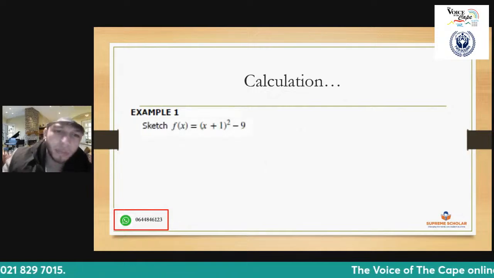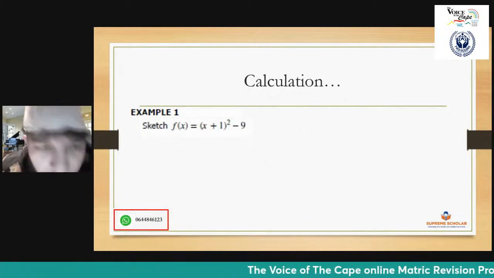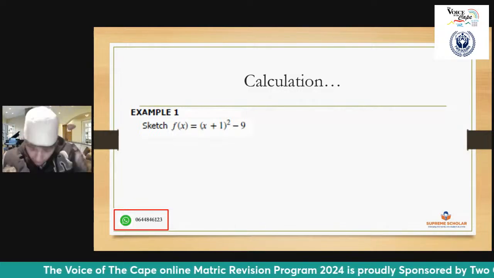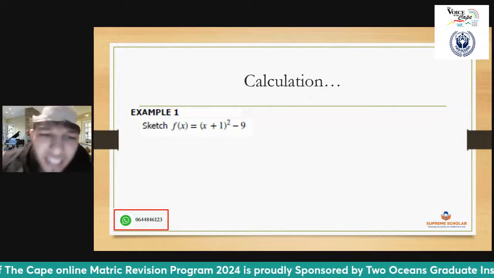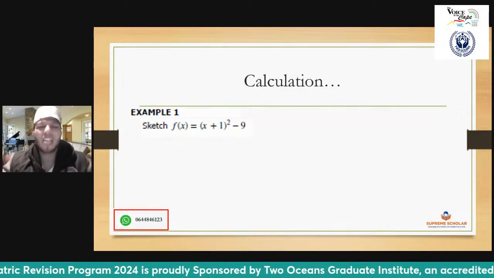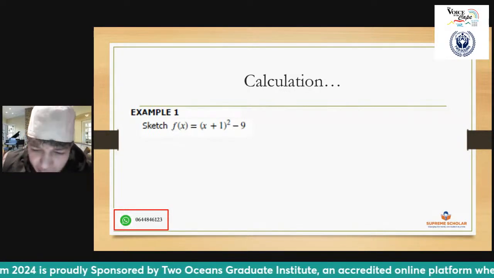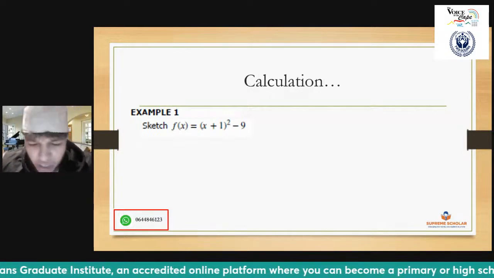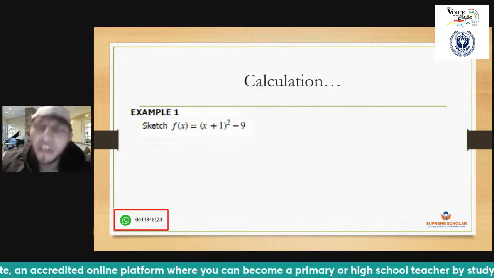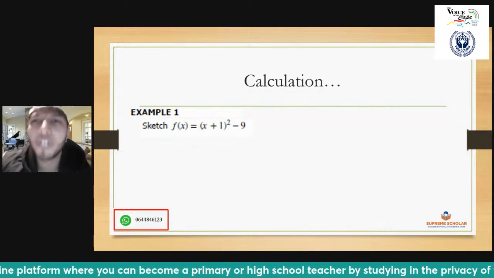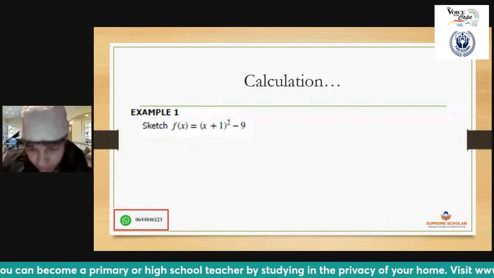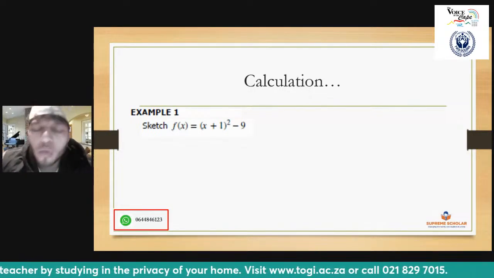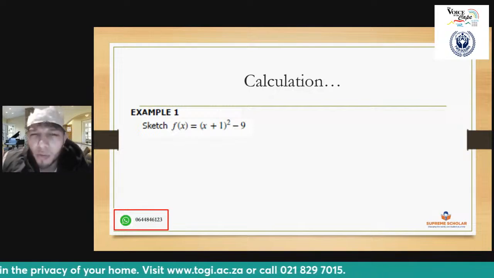Example 1. Here they ask us to sketch f(x) = (x + 1)^2 - 9. Now, they're not giving any value in front of the bracket. If I ask you, if you have x, what is the coefficient of x, you're going to tell me it's 1, even though there's nothing in front of x. If I ask you 2x, you're going to tell me it's 2. But why, when there's only x, you tell me it's 1?